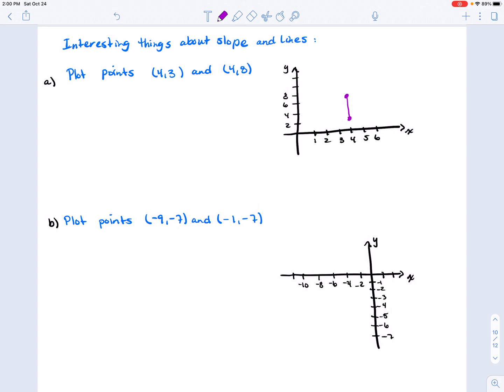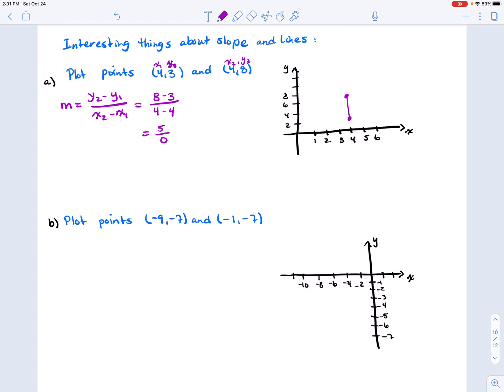And if you're asked to find the slope between these two points, again, we know that m equals slope, and it equals y2 minus y1 divided by x2 minus x1. So this is x1 and y1, and then I have x2, y2. So I have 8 minus 3 divided by 4 minus 4. Well, that equals 5 over 0.